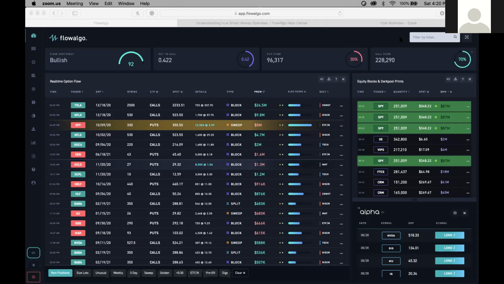What about seeing the spot and strike prices? So the spot is just the price of the underlying when the order happens. For example, when this person bought Netflix calls, they bought them when the stock was at 523, and their strike is the strike price of the call.